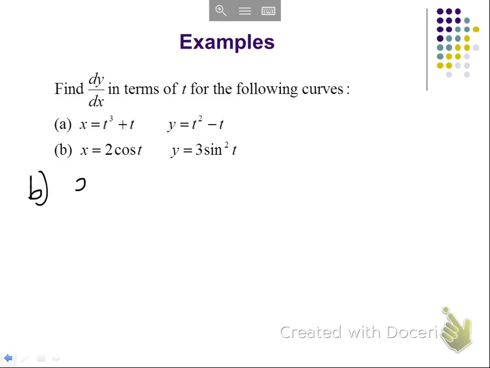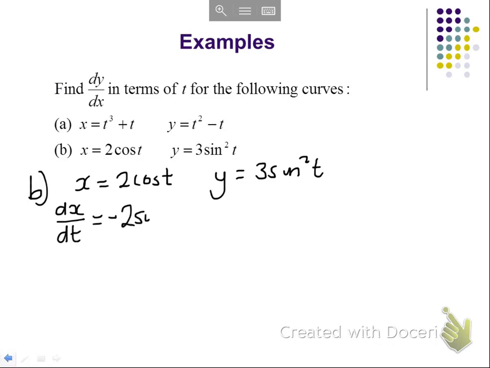Looking at the second example, the first one, dx by dt, is straightforward to differentiate because we know that the derivative of cos x is minus sine x. But looking at the second one, we've got 3 sine squared t, so we can see that we're going to have to use the chain rule on this first before we use the chain rule to work out dy by dx. So if x equals 2 cos t and y equals 3 sine squared t, we can say dx by dt will equal minus 2 sine t.